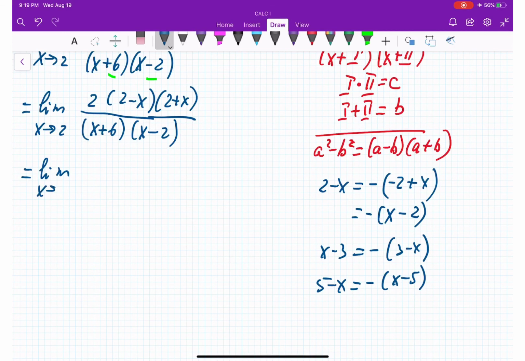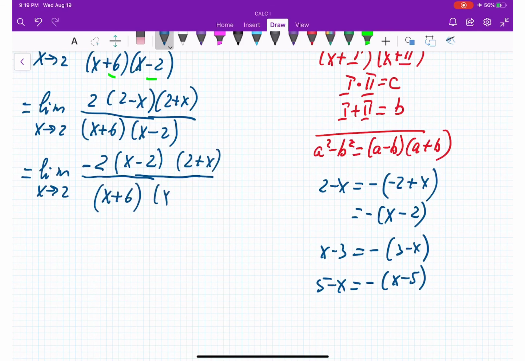limit x approaches 2. I put the negative sign on the top, so it doesn't matter. You can put the negative sign in the numerator or denominator. Now, because I decided to flip 2 minus x to make x minus 2, therefore I put the negative sign in the numerator. If I wanted to change x minus 2, then I would put the negative sign in the denominator. So no difference whatsoever. So plus x, here I have x plus 6 and x minus 2. Now what do we have? x minus 2 is gone.